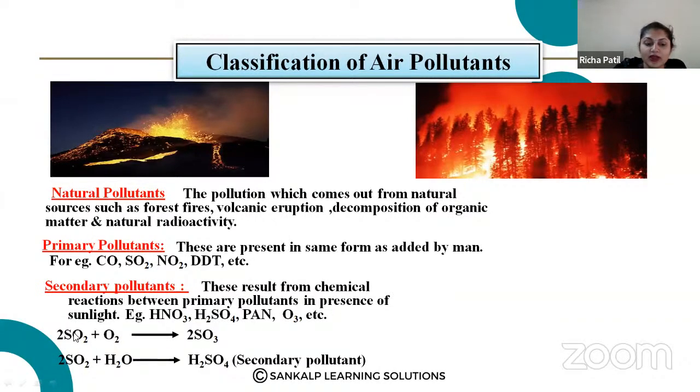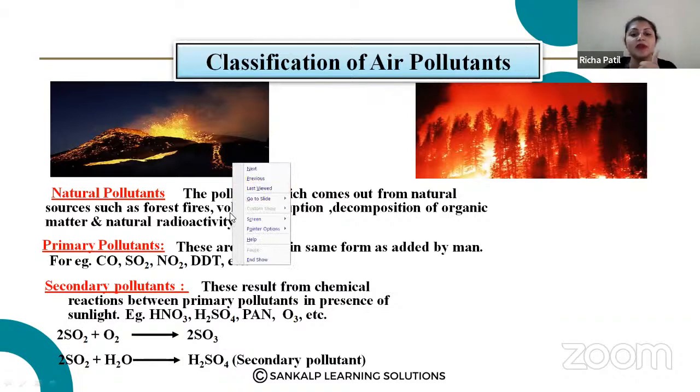So SO2 gas, sulfur dioxide, plus O2, it will form what? Sulfur trioxide, SO3. So this sulfur trioxide, when it reacts with water molecule, will form H2SO4, acidic rain, right? So this is a secondary pollutant. So from your primary source, you get your primary pollutant, you get SO2. Now this SO2, when it reacts further with water molecule, it will form what? H2SO4. So this is secondary.